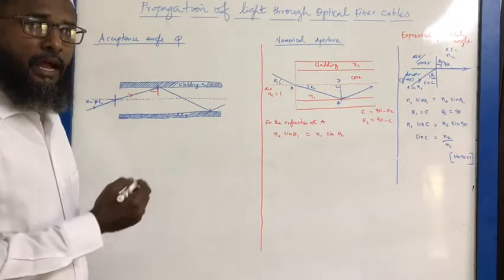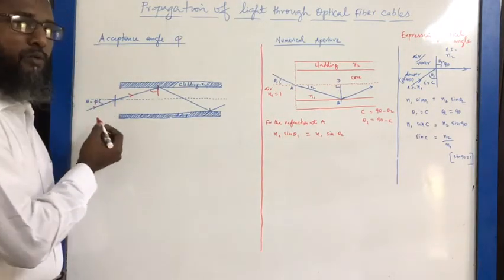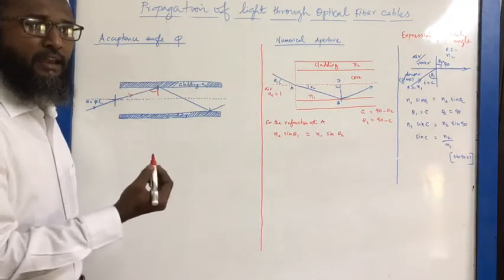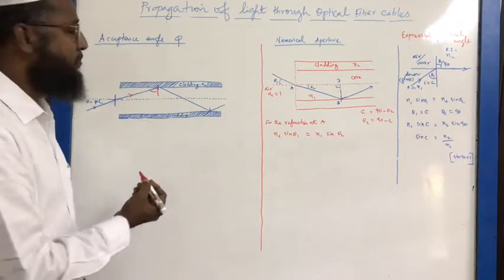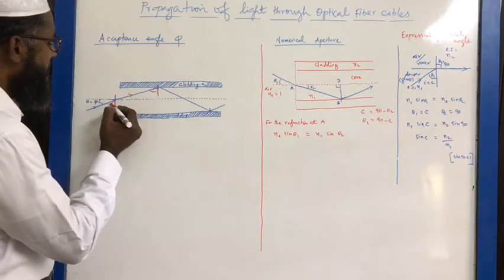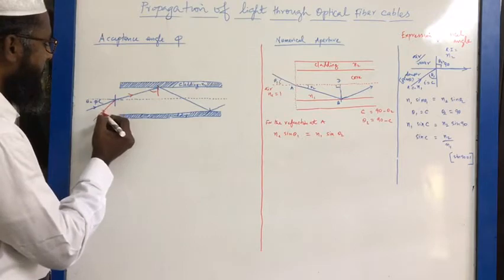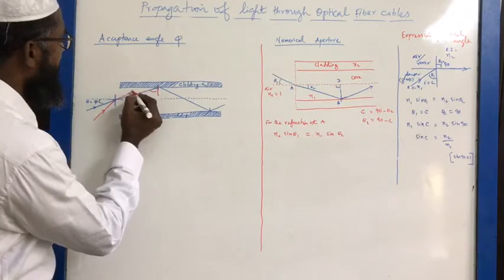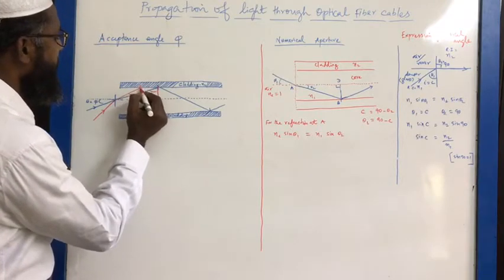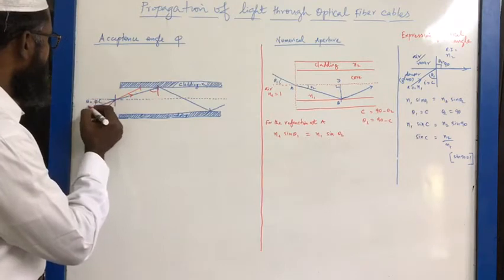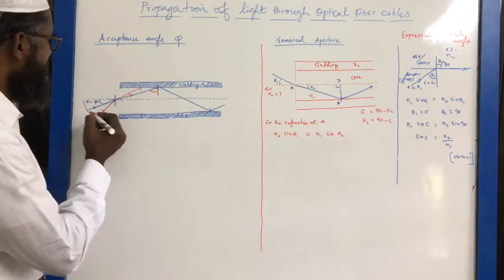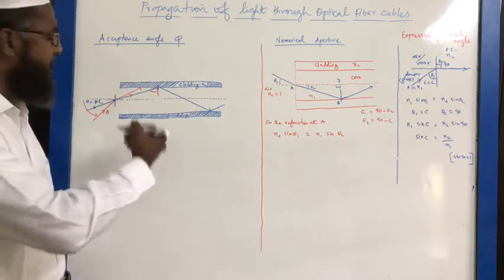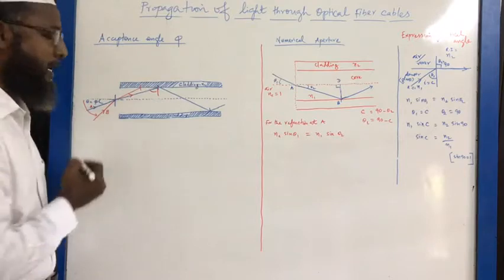Now, if any angle is greater than the one which is marked, which we call the acceptance angle, we can consider a second ray which is greater than this angle. For the second ray B, definitely the angle is greater than the first ray which we have taken as A.